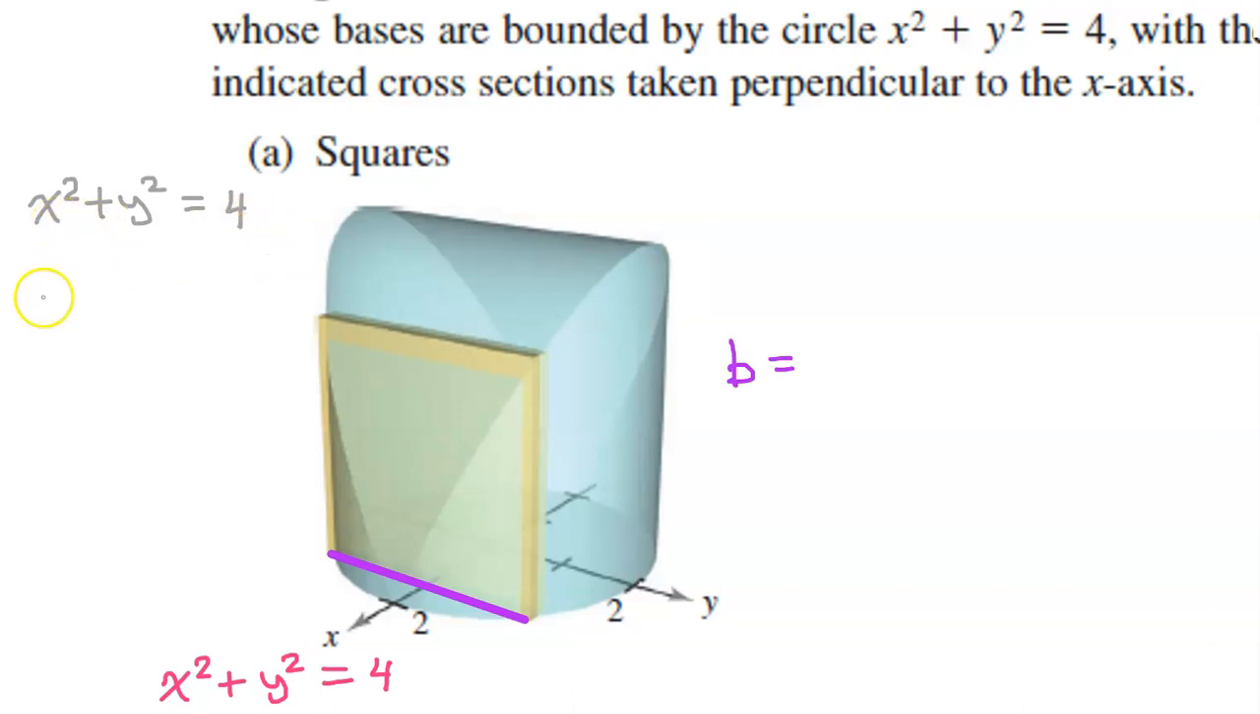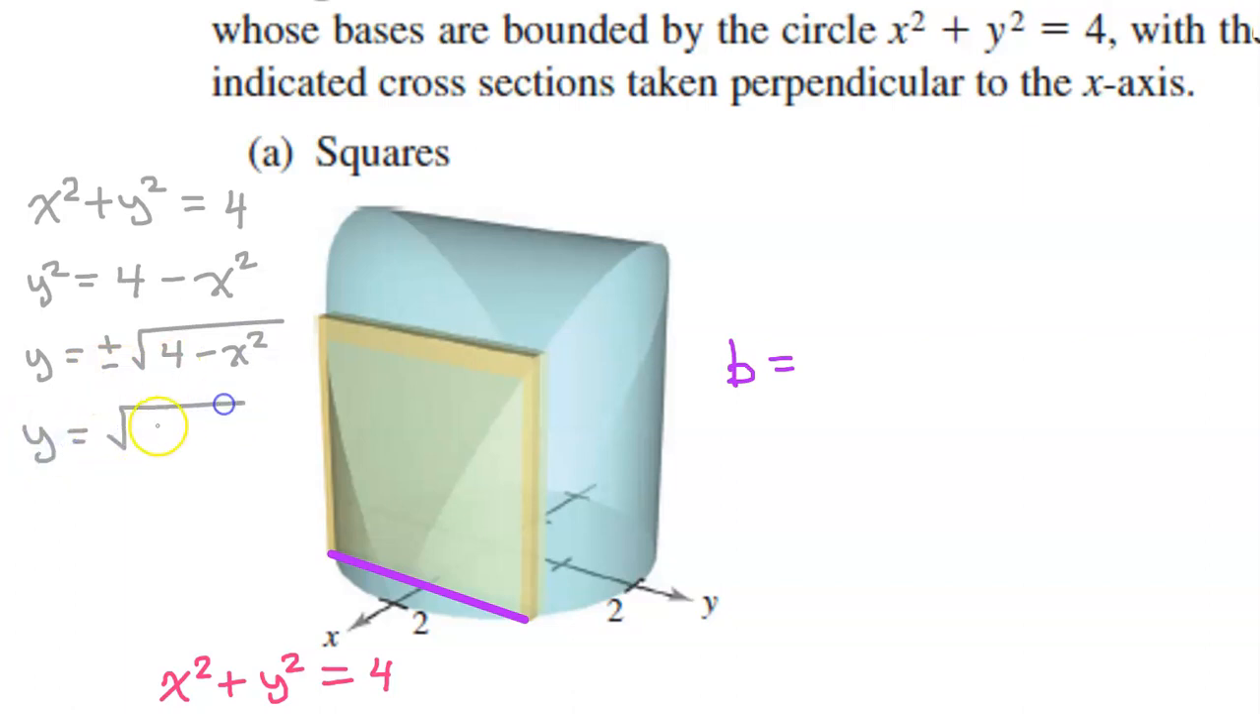Subtracting x squared from both sides, we have y squared is equal to 4 minus x squared. If we then take the square root of both sides of the equation, we have y is equal to plus or minus the square root of 4 minus x squared. This is really 2 separate equations. We have y equals positive square root of 4 minus x squared, and we have y equals negative square root of 4 minus x squared.